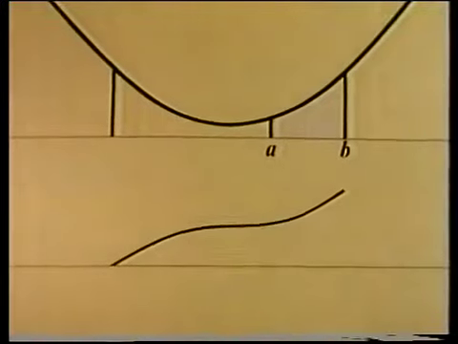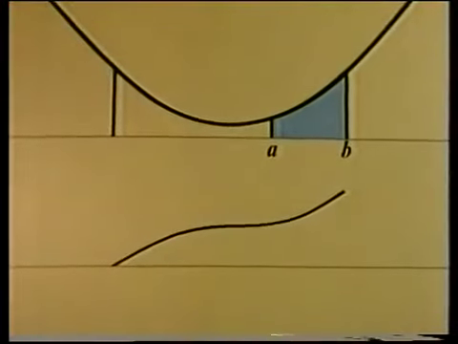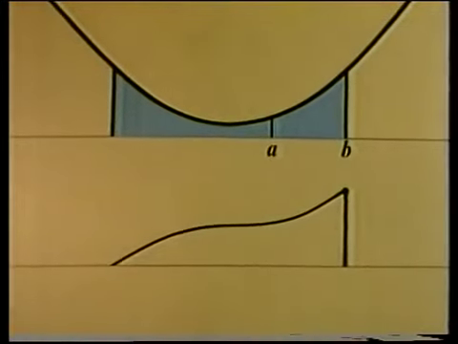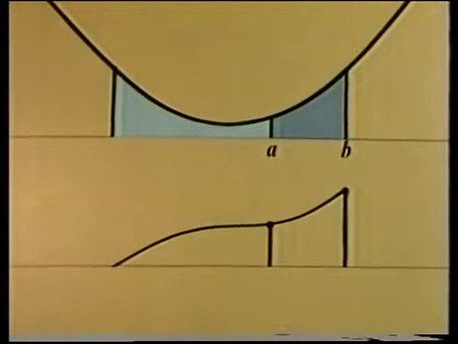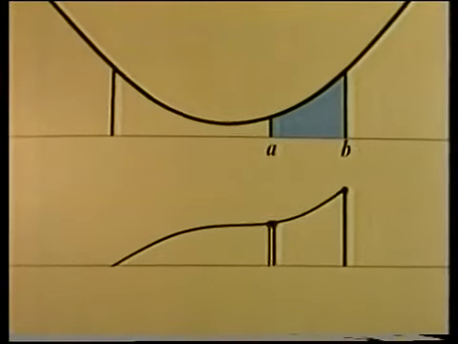This is the same curve as before with its corresponding area so far function. Suppose we want to find the area from A to B. We know the area up to B has this value, and the area up to A has this value. So the area between A and B is this difference in those two areas, which is just the difference in these two values.